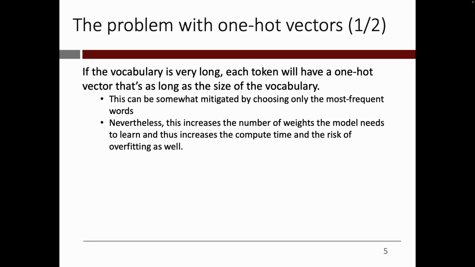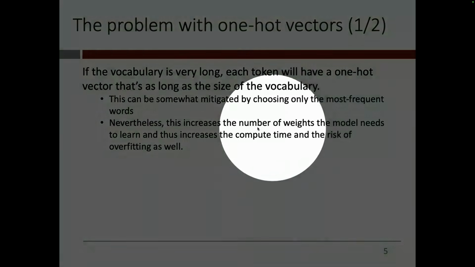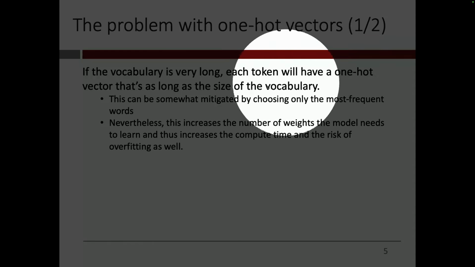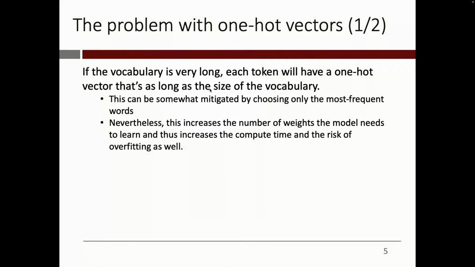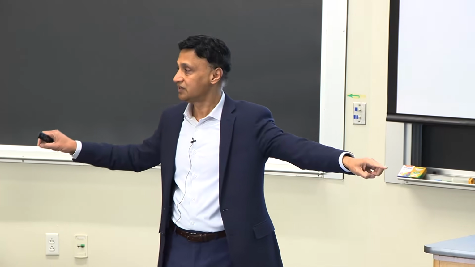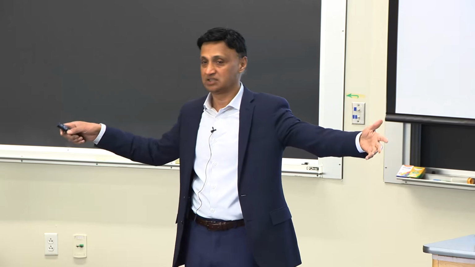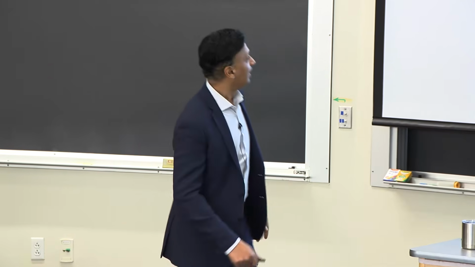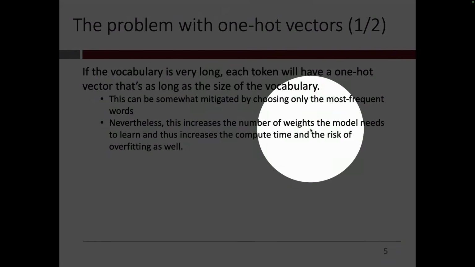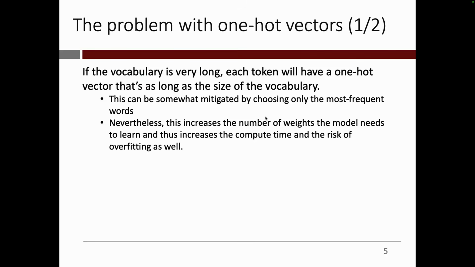But before we do that, there is also a computational issue, which we covered last class, which is that if the vocabulary is really long, then each token, each word that's coming in, will have a one-hot vector that's as long as the size of the vocabulary. If you have 500,000 words in your vocabulary, every little word that comes in has a vector which is 500,000 long, which feels like a gross waste. Now, you can mitigate it somewhat by choosing only the most frequent words, but it does increase the number of weights the model has to learn and increases the need for compute and data and so on and so forth.